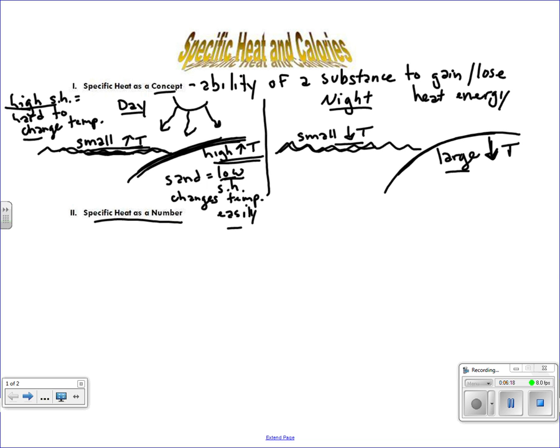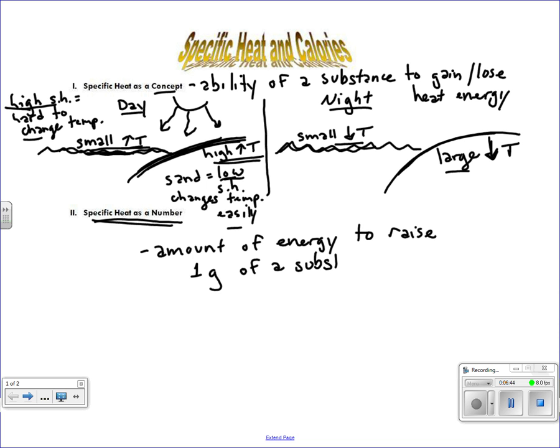What we're going to do with it next, though, is look at it as an actual number value. So specifically, specific heat relates to the amount of energy to raise 1 gram of a substance by 1 degree Celsius.